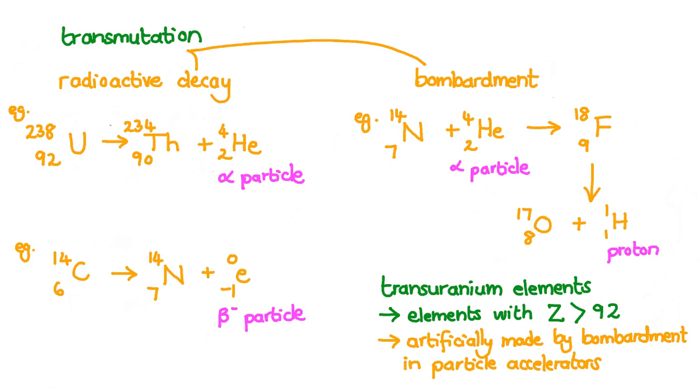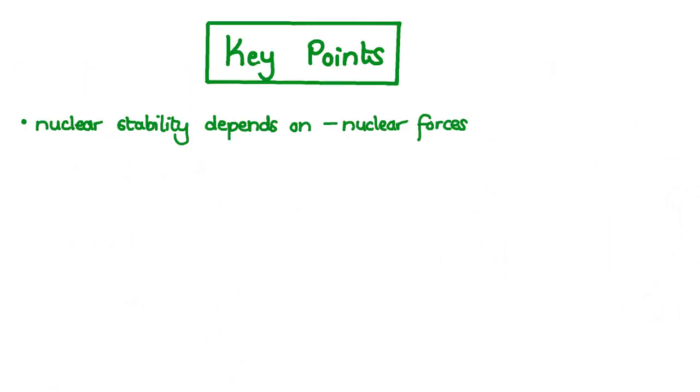Now it's time to summarize everything that we have learnt. In this video, we learnt about nuclear stability and how it depends on the relative nuclear forces, those being electrostatic repulsion and the strong nuclear force. We also saw that nuclear stability depends on the ratio of neutrons to protons, and that the more protons there are means that the nucleus will need even more neutrons for stability.